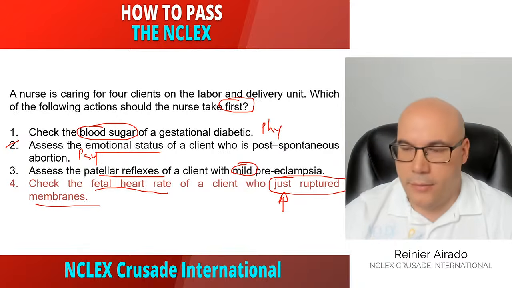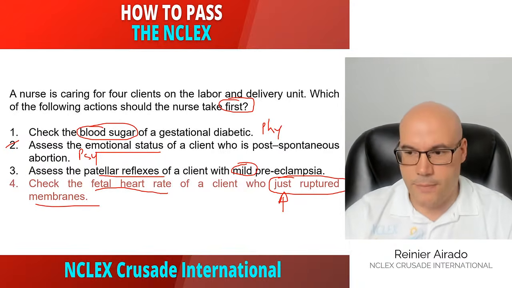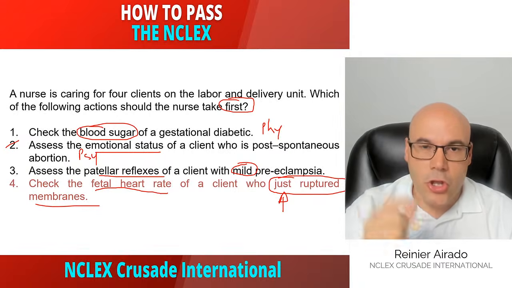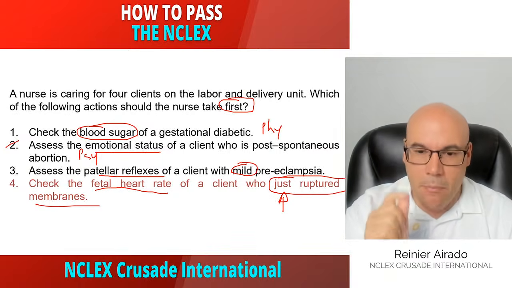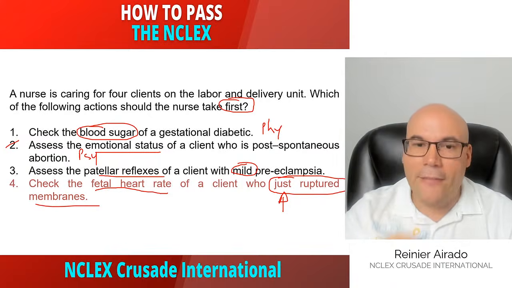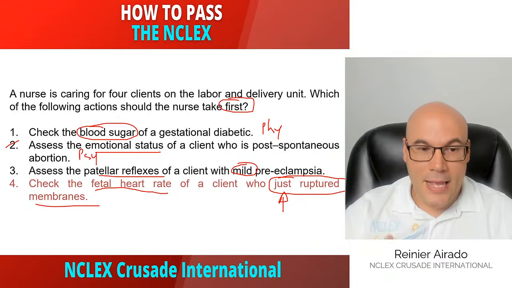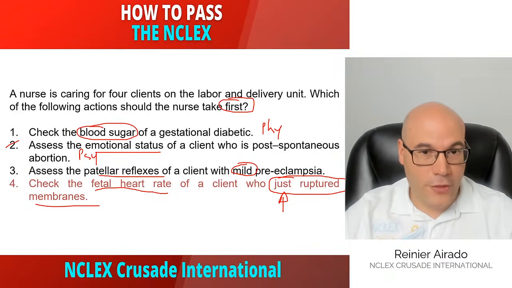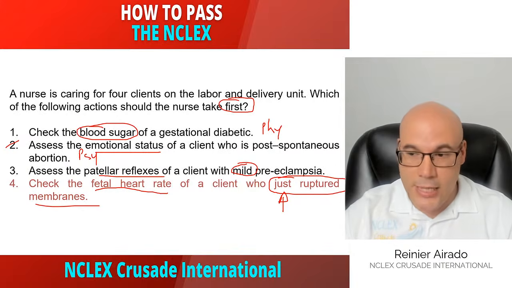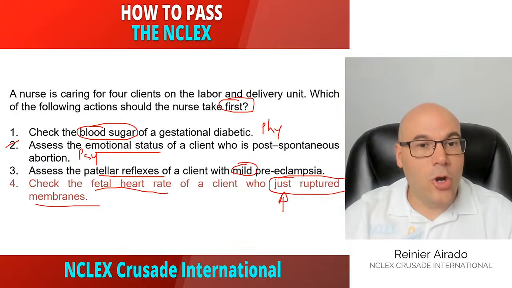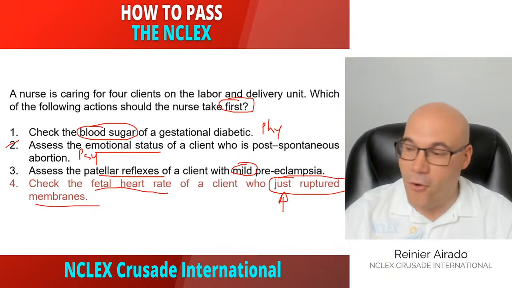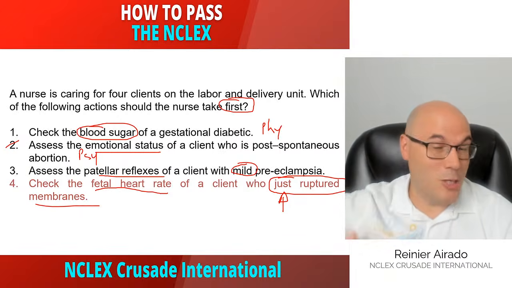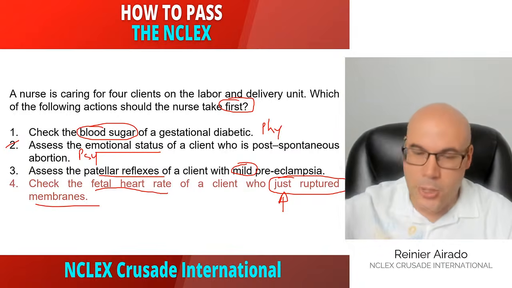It is very important when you're analyzing these questions that when you pick your answer, you think why. Why is this my correct answer? That is the most important thing to do, what I just did. You have to learn how to compare, because the higher the difficulty of the question, the harder it is to see these changes. So you have to learn how to identify those keywords. For example, in answer number 4, the keywords are just ruptured membranes.